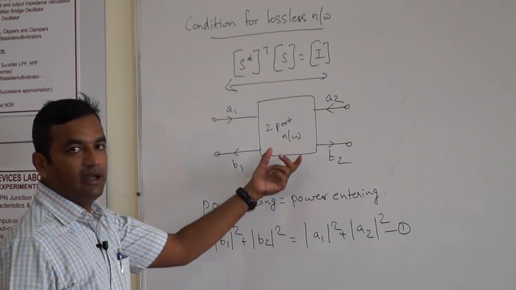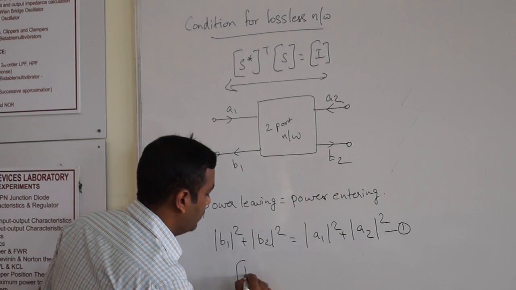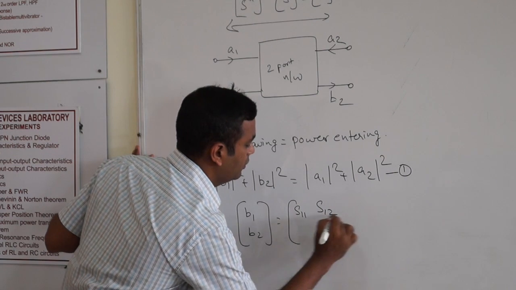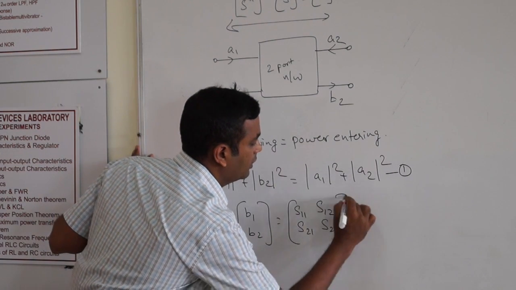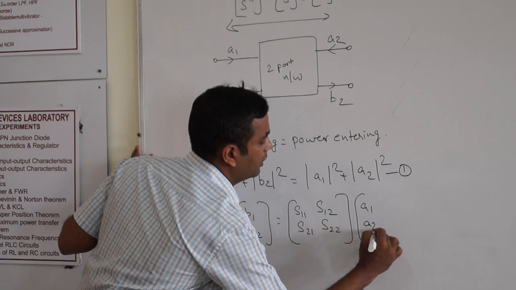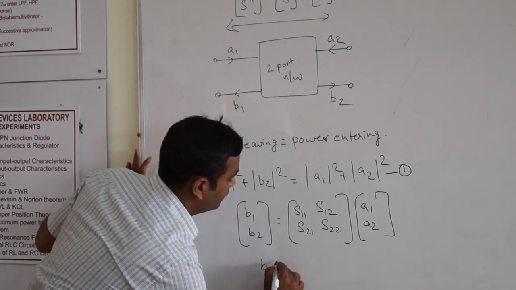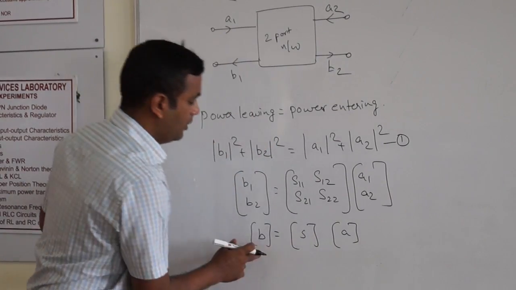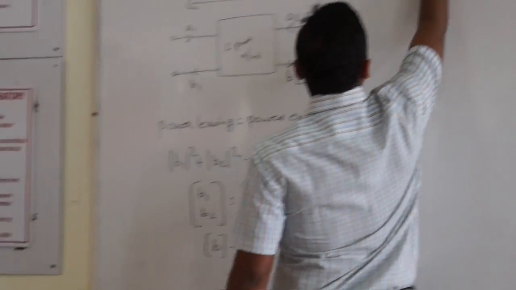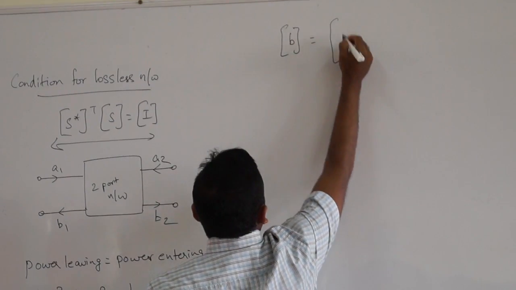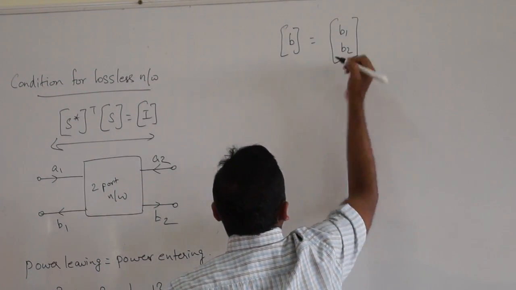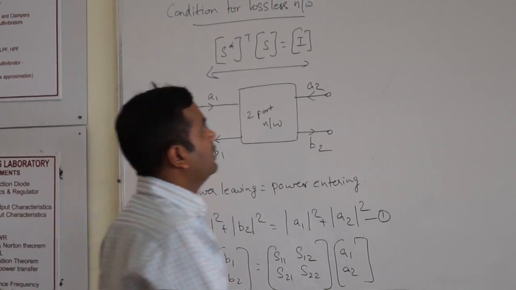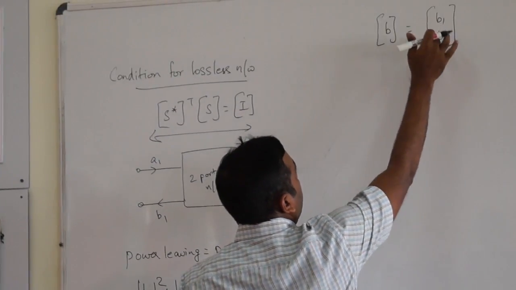Now if you write the S matrix of this two-port network, I can write it like this: B1, B2 is equal to S11, S12, S21, S22, A1, A2, which can also be represented as B = S A. Now what is this B? B is nothing but B1, B2. Now what we are interested in is B1 squared plus B2 squared. Let's concentrate here. B is equal to B1, B2.